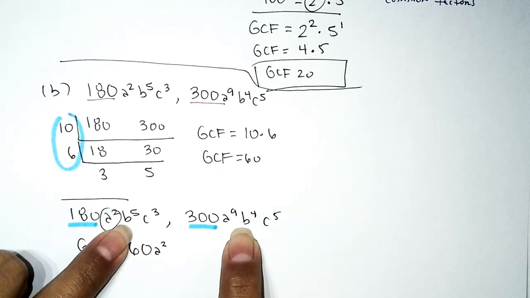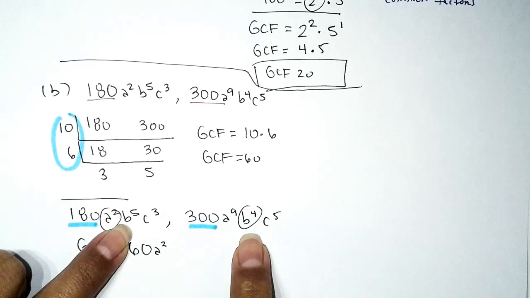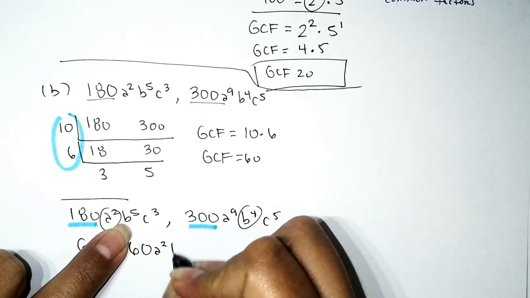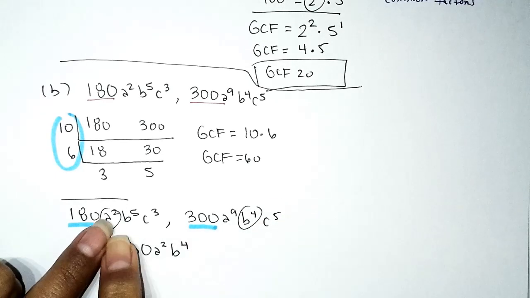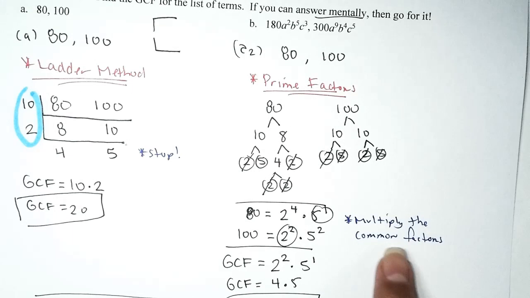Both terms have some b's, but the question is, how many b's do they have in common? The first term has 5 factors of b. The second term has 4 factors of b. So overall, they only have 4 factors of b in common. So let's go ahead and put that in our multiplication list. Okay. So for the variable factors, you kind of treat them like the prime numbers. You're gonna multiply the common factors.